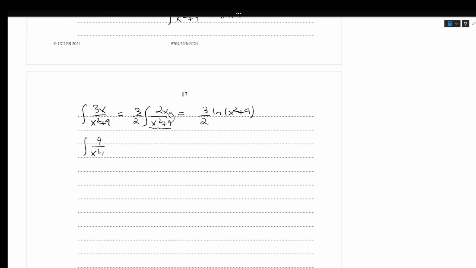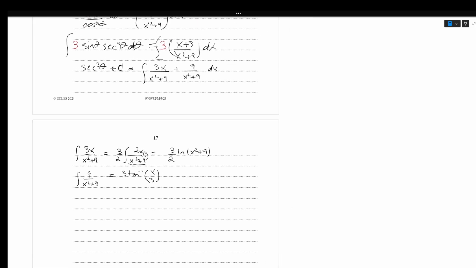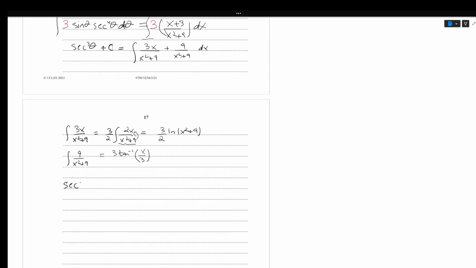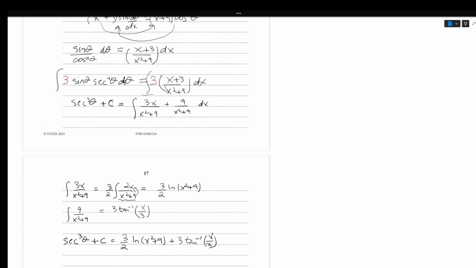और जो इंटीग्रल ऑफ 9 बाय x square plus 9 है वो सिंपली मेरे पास 3 tan inverse of x by 3 आ जाएगा. जो फॉर्मूला शीट गिवन होती है वहाँ से you can see कि 1 over x square plus 9 का इंटीग्रल is tan inverse of x by 3. ओके, दोनों इंटीग्रल्स को साथ, बेसिकली सारे इंटीग्रल्स को साथ लिखना है, तो sec cube theta plus c is 3/2 ln (x square plus 9) plus 3 tan inverse of x by 3.